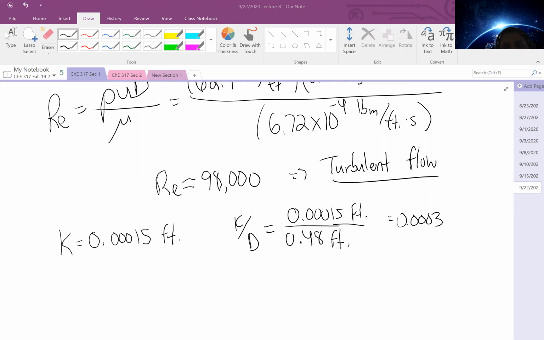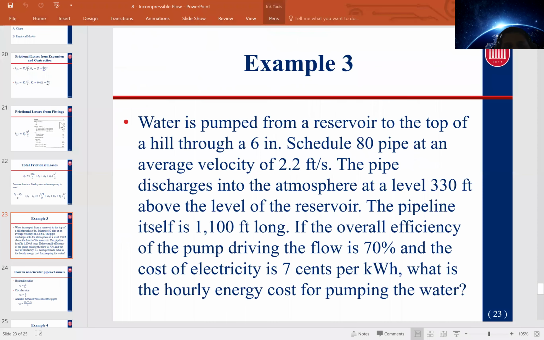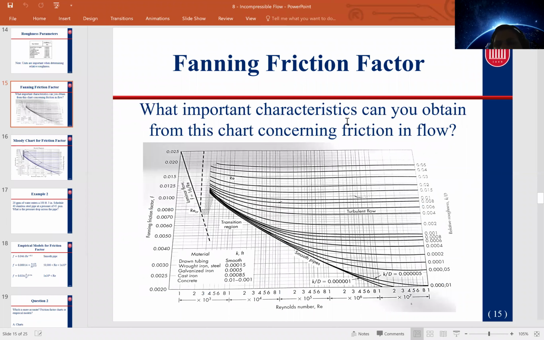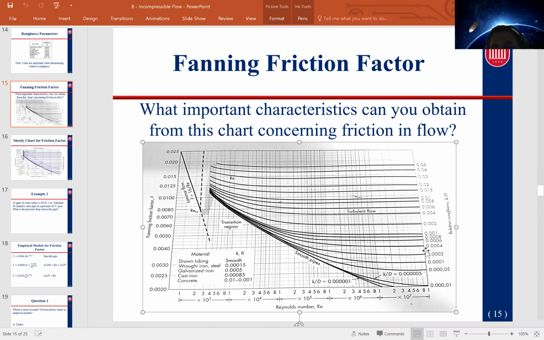So going back to my friction factor chart, I'm looking for 0.0003 and approximately 100,000, 98,000. So my Reynolds numbers, this is the 10,000s, this is the 100,000, so I'm looking right here. So I have to intersect between 0.0003, which is between these two lines, and 100,000, which would be approximately here, or about 0.0048. So from my chart, f is about 0.0048.